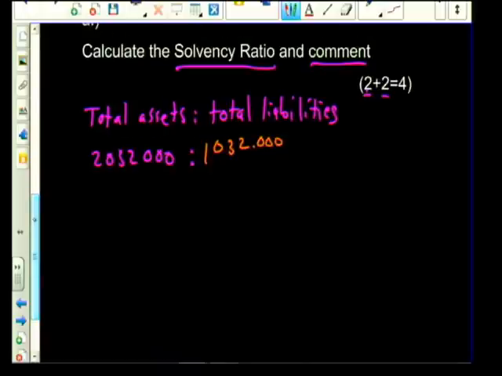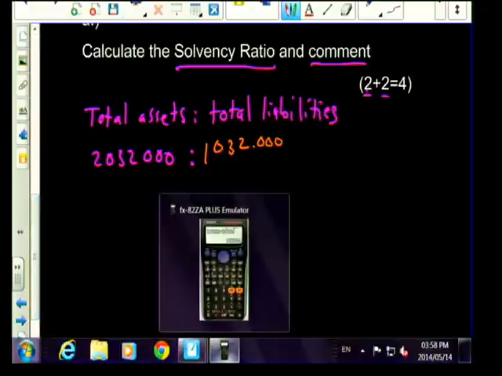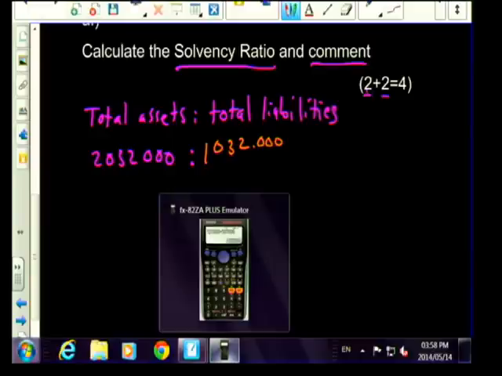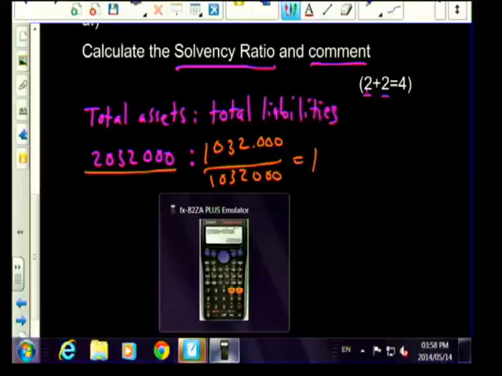Okay, so now we're ready to calculate our solvency ratio, and the way we do that, we've got a ratio of 2032 is to 1032, but remember the important point that I made, that the right hand side of the ratio has to be equal to 1. So the way we do that is we divide both sides by this orange figure here to cancel it out on the right hand side, because you know that 1032 divided by 1032 is going to give you 1 on this side. And on the other side, we're going to do the same. We're going to divide it by 1,032,000, and we're going to express the answer as a ratio.